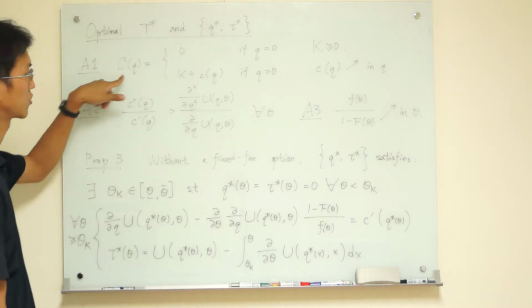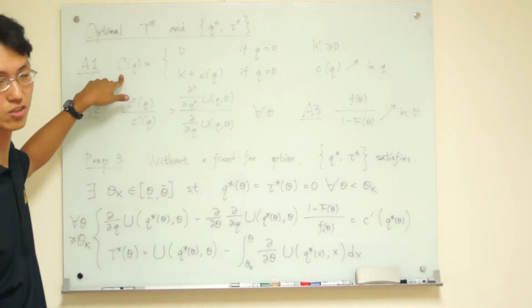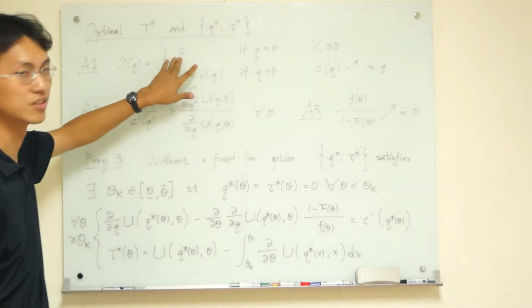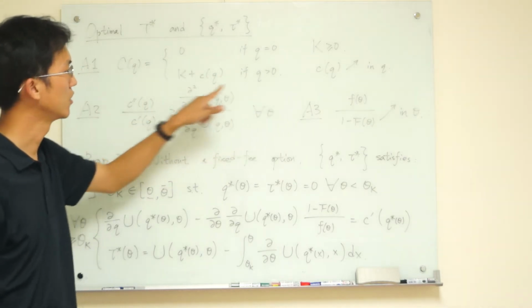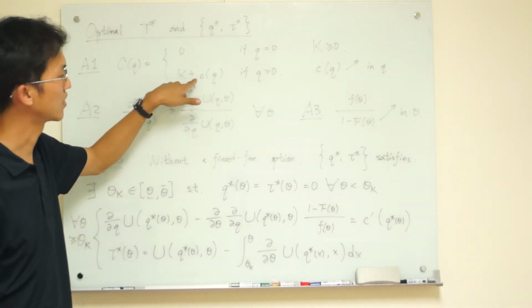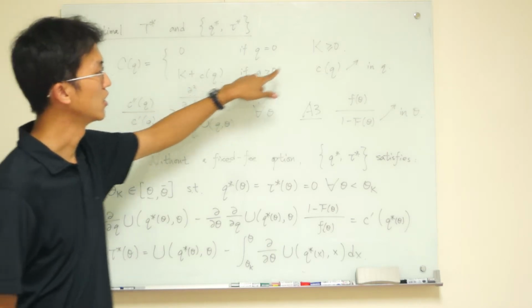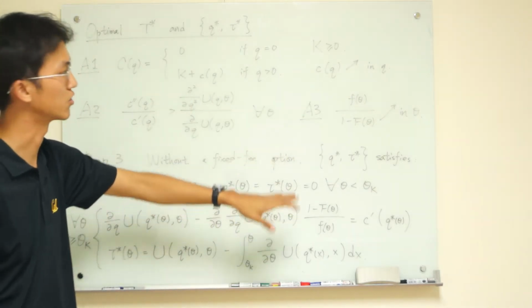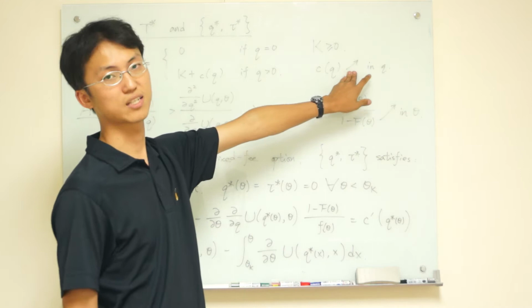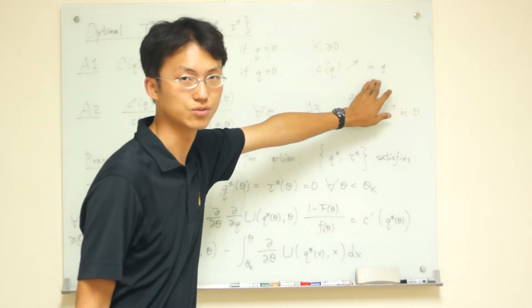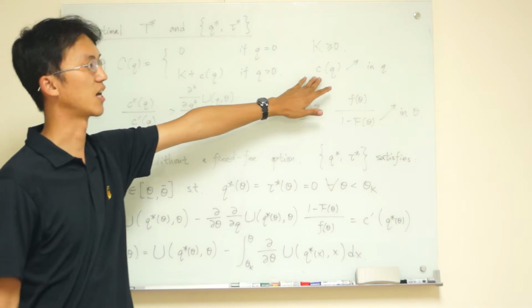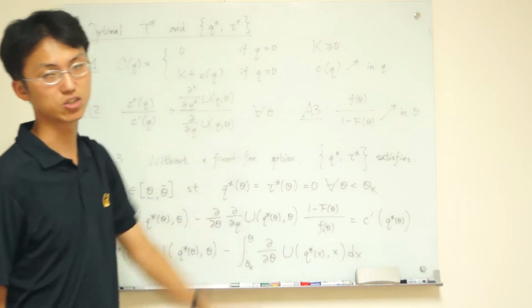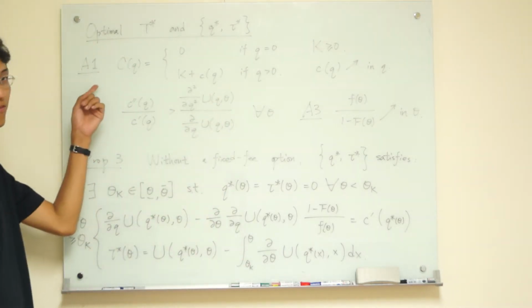First, let's assume that our transaction cost C satisfies certain conditions. If Q is 0, then it's 0. Also, if Q is positive, we have a fixed cost and then a variable cost. The fixed cost K is non-negative, so if K is 0, there is no fixed cost. And also C of Q is non-decreasing in Q. Naturally we can say that C of 0 is 0, because otherwise we can take those parts into capital K. So this is our first assumption.